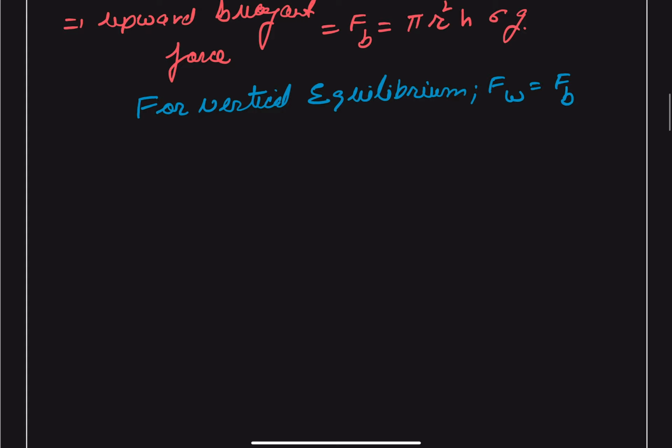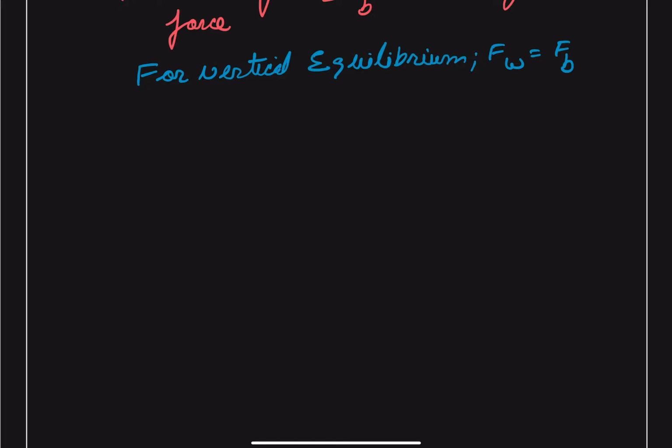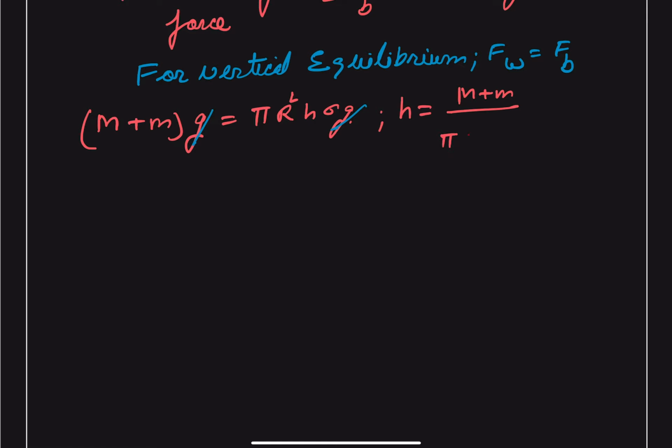We substitute the values, and we get M plus small m multiplied by g should be equal to pi r square h sigma g. G cancels with g, and from here we can find out that our h will be equal to M plus small m divided by pi r square sigma. So this is the height of the submerged portion of the stick. Let us call this equation number 1.